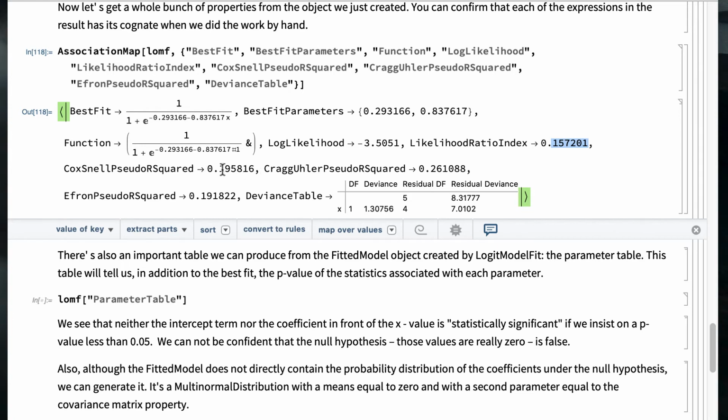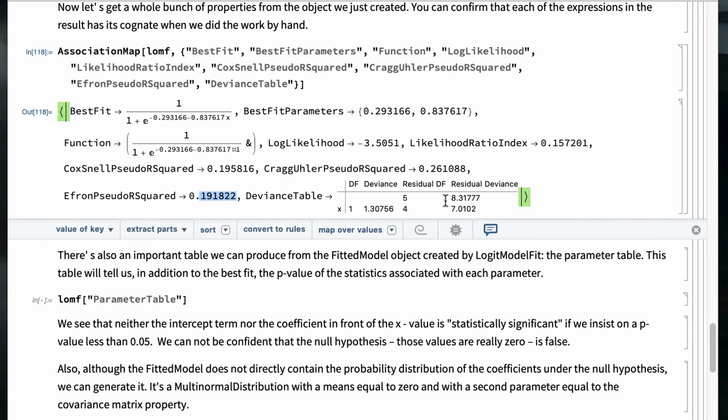Remember the Cox-Snell pseudo R squared? It's exactly the same value as before. Same with the Cox-Euler pseudo R squared. Same with the Efron pseudo R squared. But now at least you know what they mean. And finally, we have something called the deviance table.